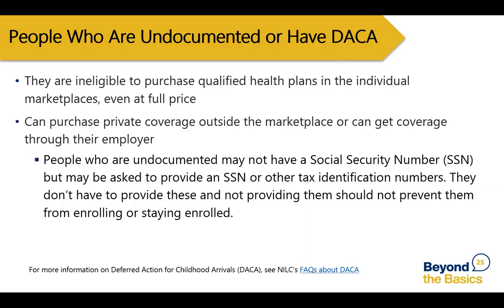Generally, given the marketplace's broad eligibility standards for lawfully present people, the people who are not going to have marketplace eligibility are people who are either undocumented or who have DACA. Those people are simply not eligible to buy plans on the marketplace, even if they were to pay full price. Now, they can go to an insurance broker or other seller and buy private coverage, plans just like you would get through the marketplace, but bought outside the marketplace. There's also nothing that prevents them from getting employer-based coverage, either through their own employer or as dependents of somebody who's getting it through their employer. And we do an annual survey that indicates that the majority of DACA recipients do have employer-based coverage.